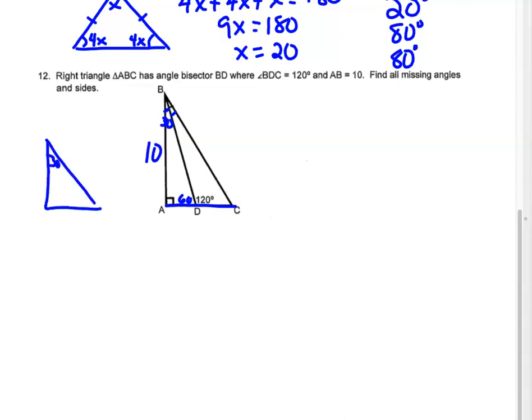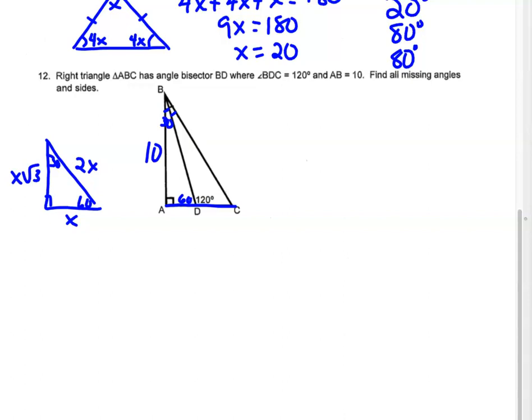So when we have a 30 degree angle, the side opposite we call x. The other leg we call x root 3. And the hypotenuse is twice the length of the short leg. So 2x. That's standard for a 30, 60, 90 triangle.